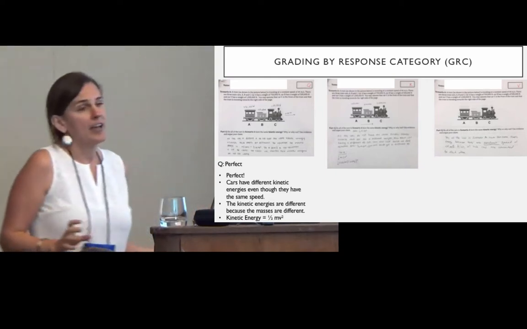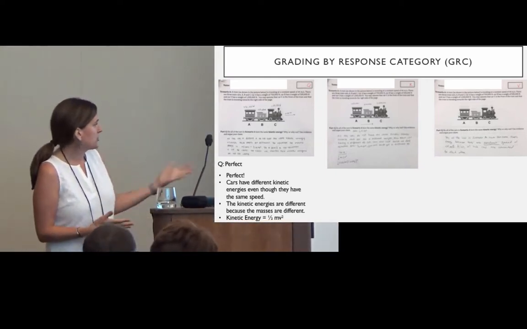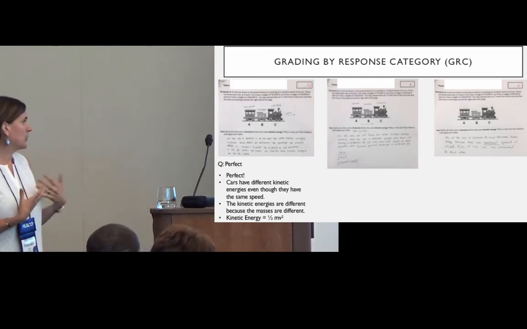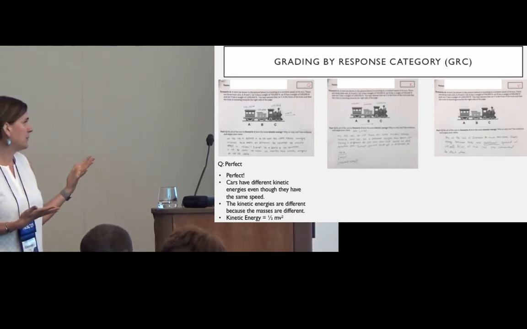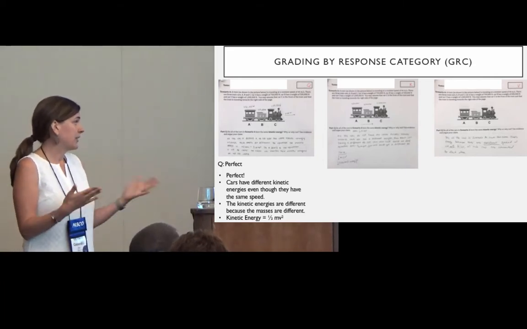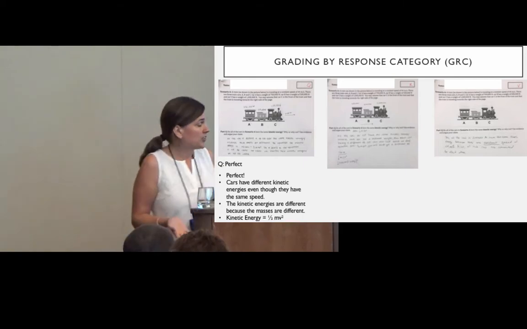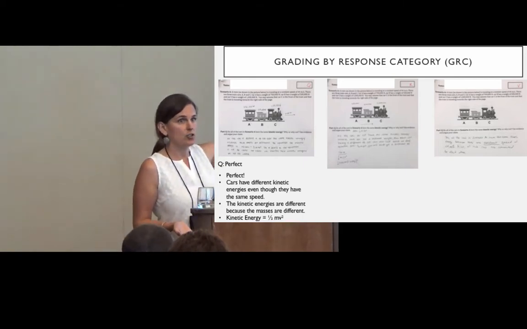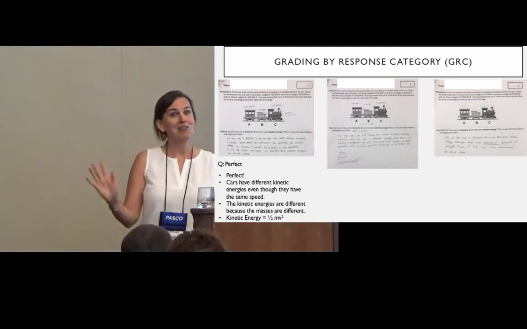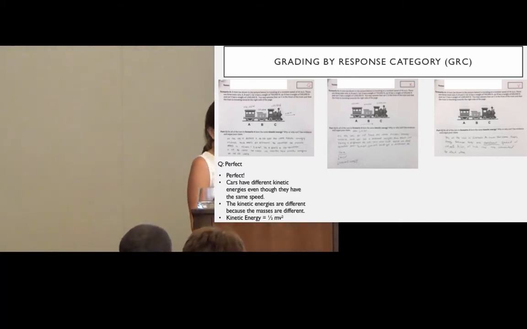And then you're going to define what it means to have a perfect solution. So I've just written some things down here. It's perfect. The cars have different kinetic energies, even though they have the same speed. Kinetic energies are different because the masses are different, and here's the formula for kinetic energy. So this might be what you have decided as an instructor is a perfect answer. Maybe you have more things that go in there. Maybe you have fewer. It doesn't matter. You get to define this.